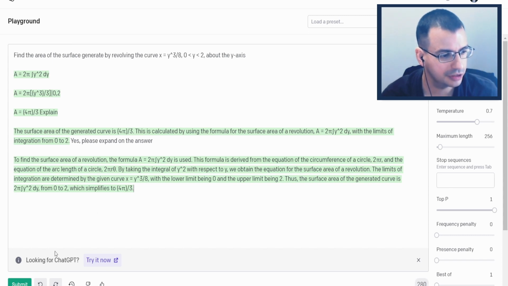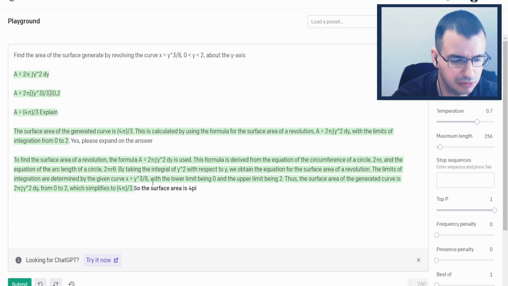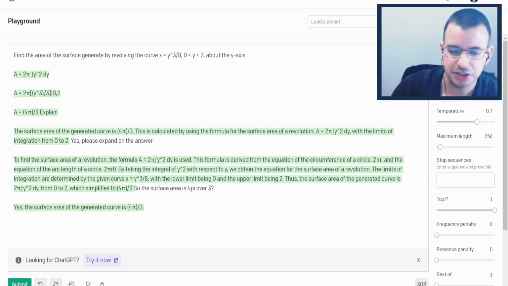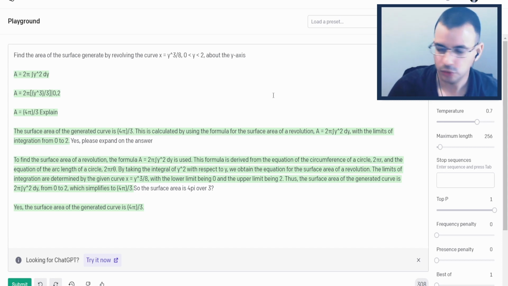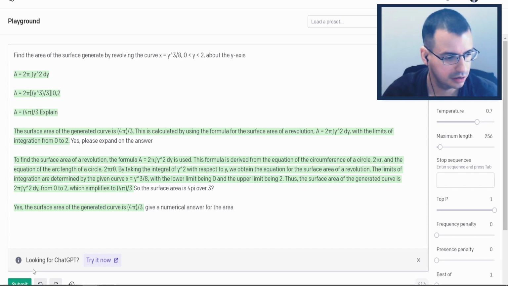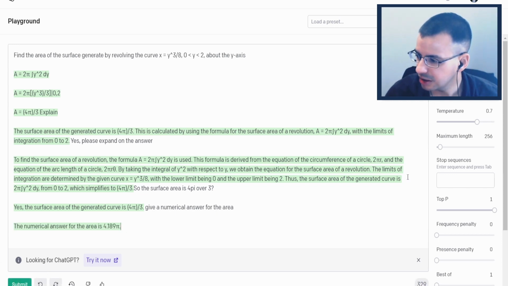...which simplifies to 4 pi over 3. So the surface area is 4 pi over 3. I'm suspicious of this, but just to humor it, I'm going to put 4 pi over 3 in and get an actual answer. We got 4.819. Is that even true?